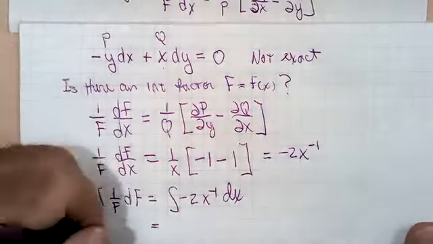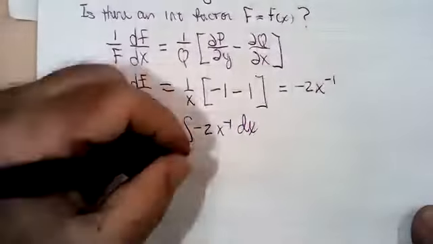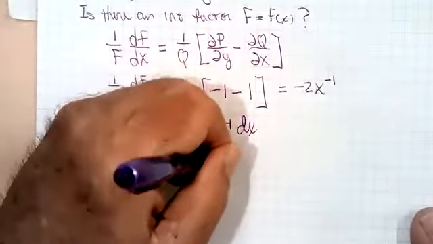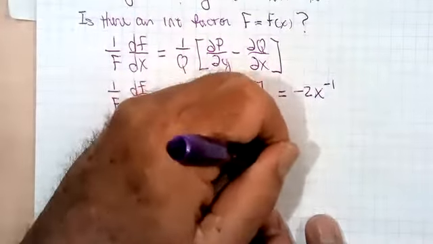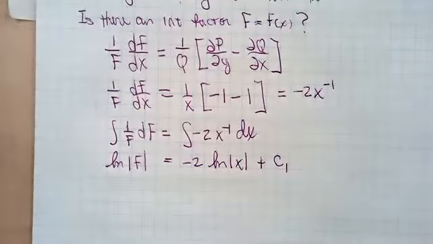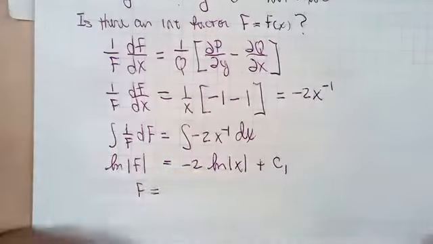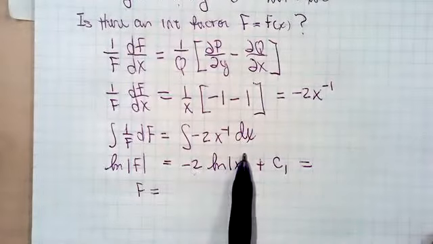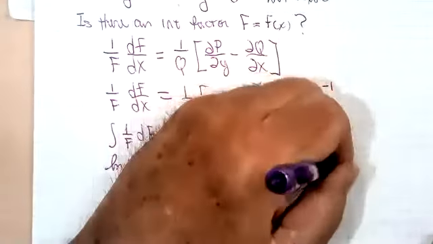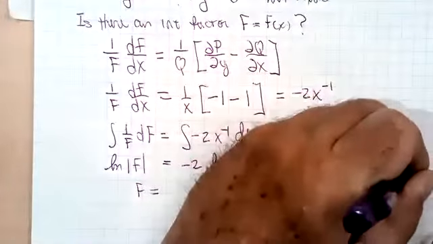And let's see, this is log of absolute F equals -2 log of absolute x plus perhaps a constant. But this is going to be another one of those cases where constants don't really matter. Now, this -2, we can use properties of logarithms to write that as an exponent, right? Log of x to the -2 in absolute value plus some constant.